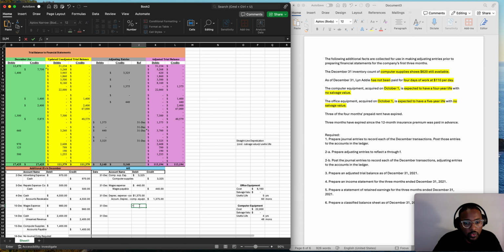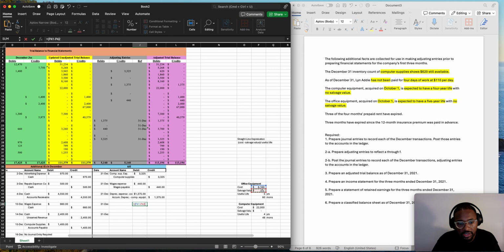So we know again the formula is cost minus salvage value divided by useful life. So that's $136 per month. But remember, we're looking at it from October to December.